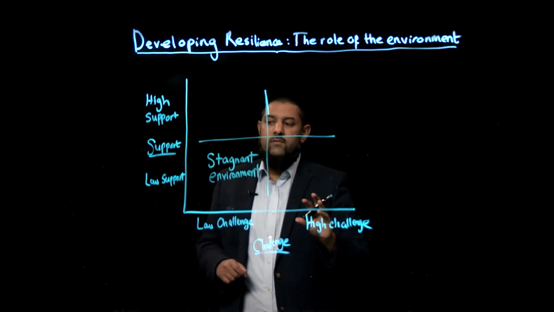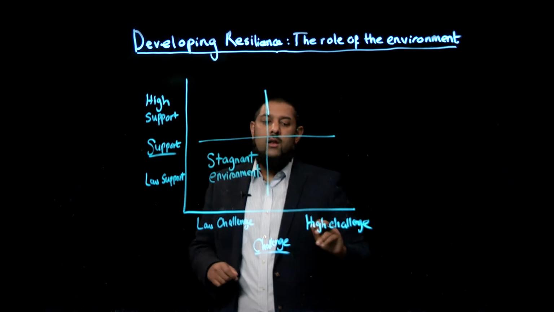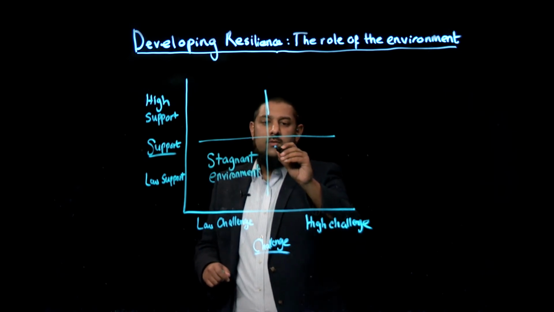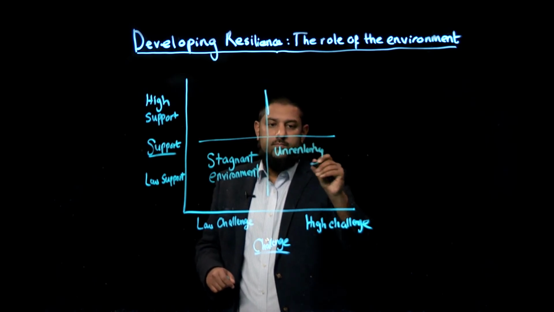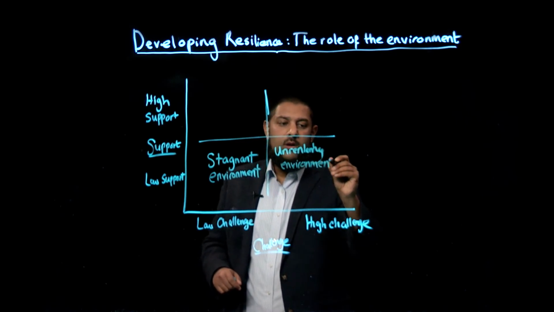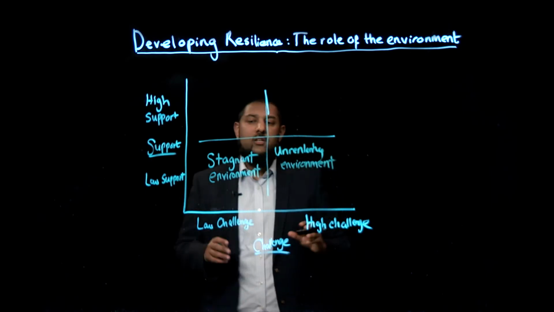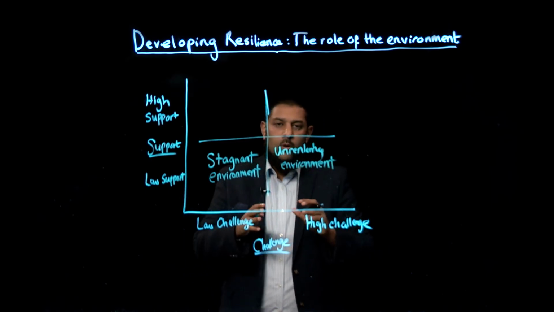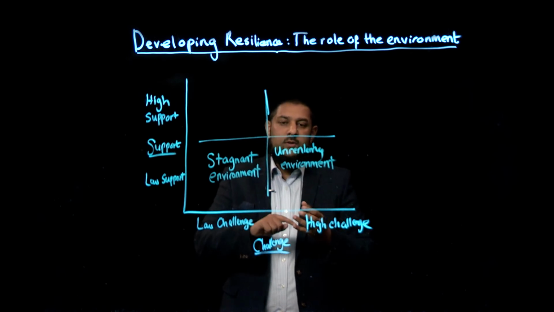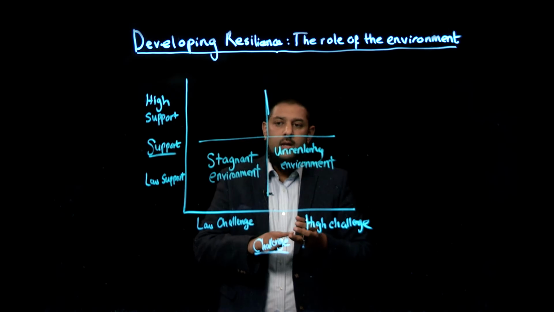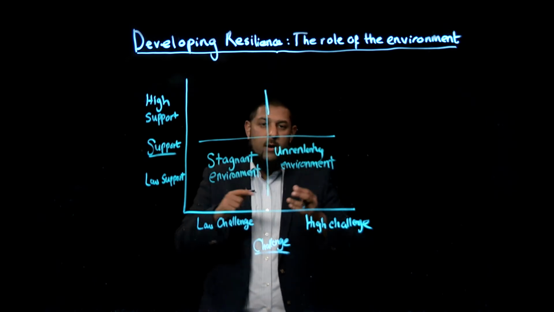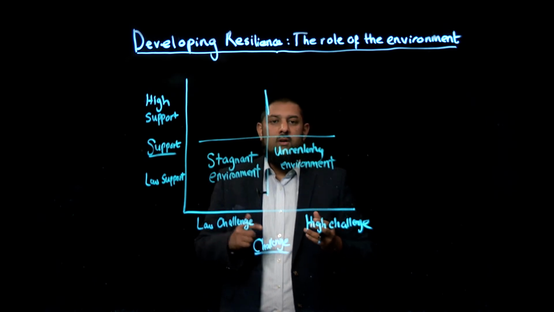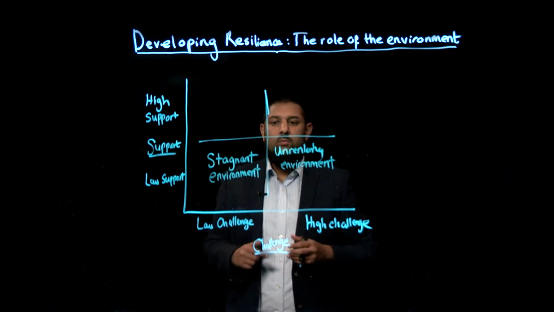On the bottom right, you've got an environment with high challenge but low support, and this is an unrelenting environment. This is a really important environment because individuals, for example, might feel isolated, they might feel quite lonely. There's little care for well-being in an unrelenting environment. There's also a blame culture where individuals are looking to blame external people rather than looking inwardly.